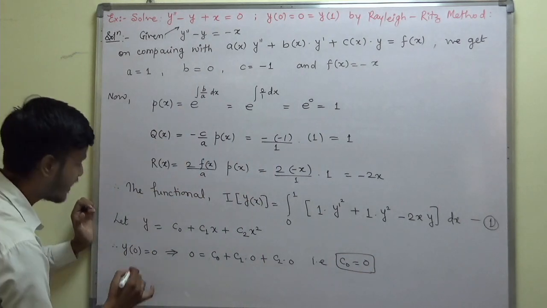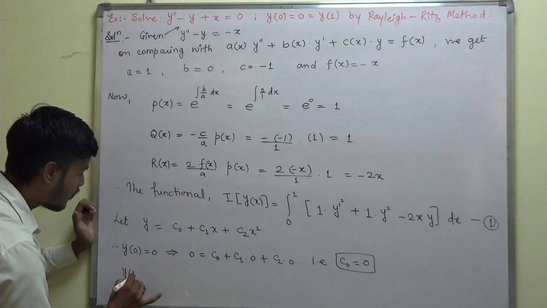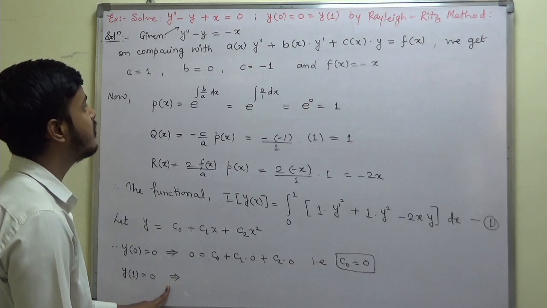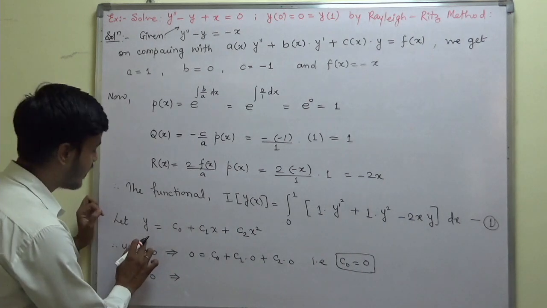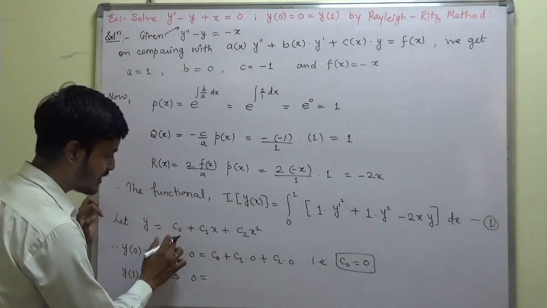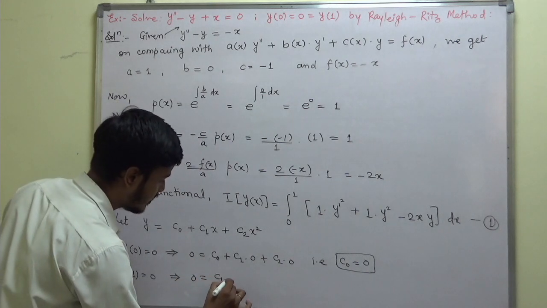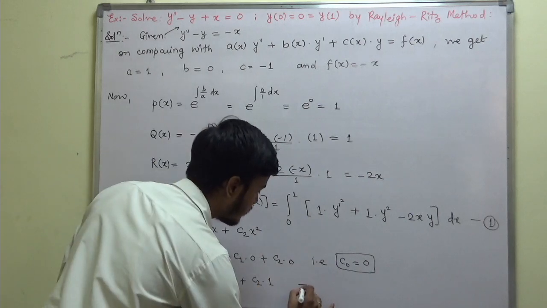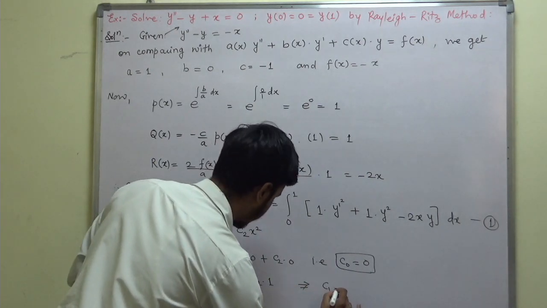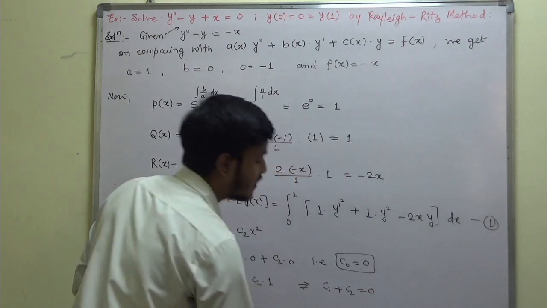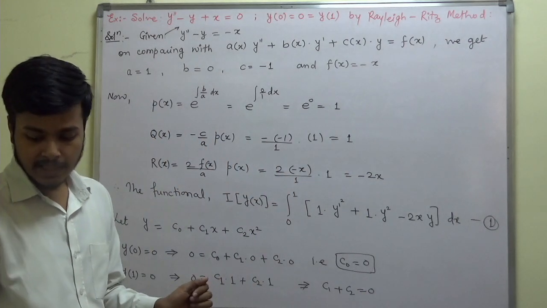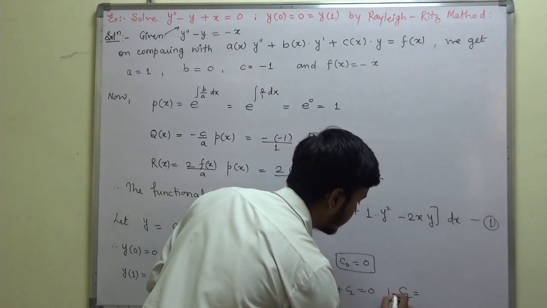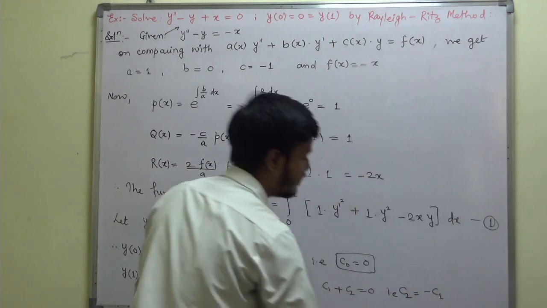Next, apply the second condition. Y of 1 is equal to 0. So 0 is equal to C0, which is 0, plus C1 into 1 plus C2 into 1 square, which is 1. This implies C1 plus C2 is equal to 0. So you can write C2 is equal to minus of C1.